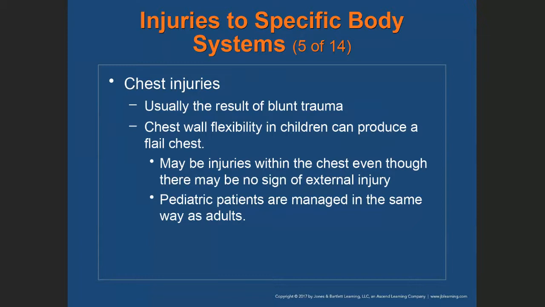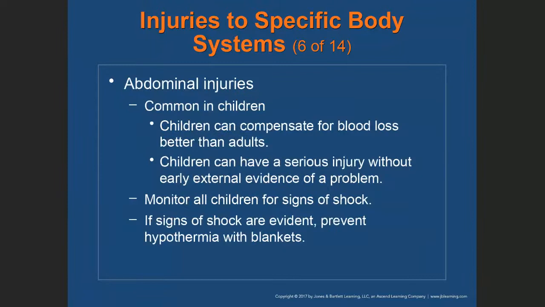Chest injuries are usually the result of blunt trauma. Chest wall flexibility in children can produce a flail chest. There may be injuries within the chest, even though there may be no signs of external injury. Pediatric patients are managed in the same way as adults.